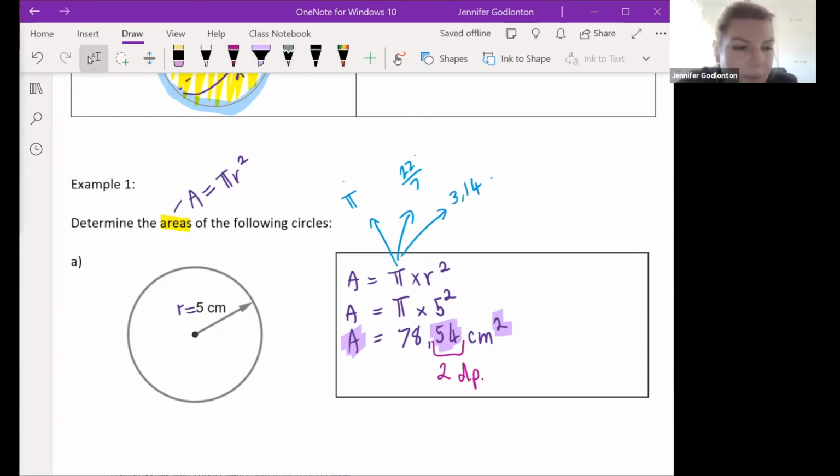Shaden, how can I help? Hi, ma'am. Can you hear me? Yes, perfectly. Ma'am, when I put it in the calculator, it didn't give me the answer 25. It just went straight to 78.5. That's fine. That's totally fine. It just depends on how your calculator is set. So don't stress about that.